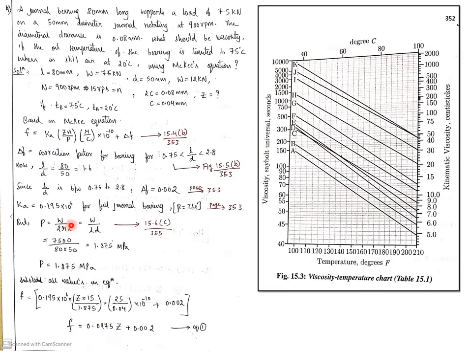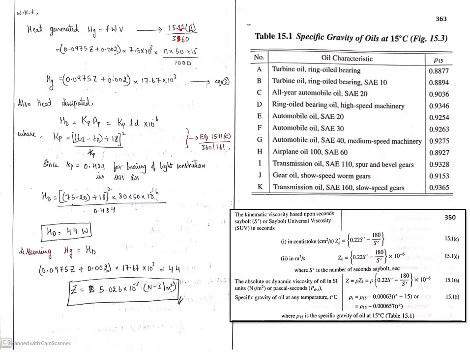Now we know the pressure formula, that is the radial load acting on the bearing divided by area, that is L into D. Okay, we will get the pressure. Substitute all the values in this Mackey's equation to find the value of F. But here two unknowns are there, one is F and one is Z. Just keep this as it is.